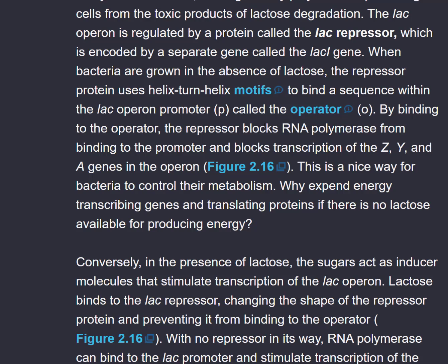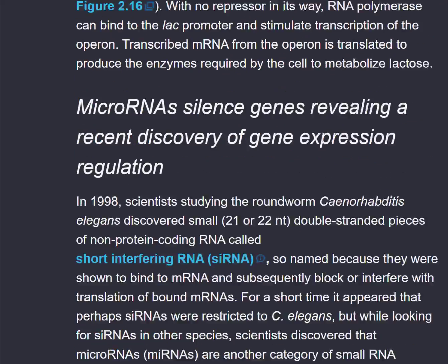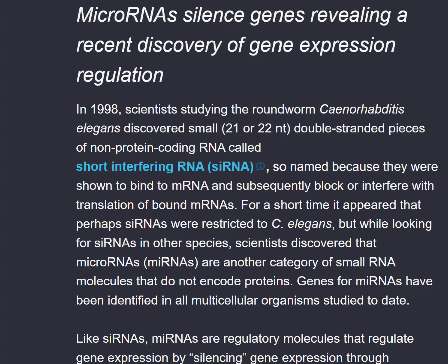Short interfering RNA or siRNAs. Small 21 or 22 nucleotide double-stranded pieces of non-protein coding RNA, so named because they were shown to bind to mRNA and subsequently block or interfere with translation of bound mRNAs.